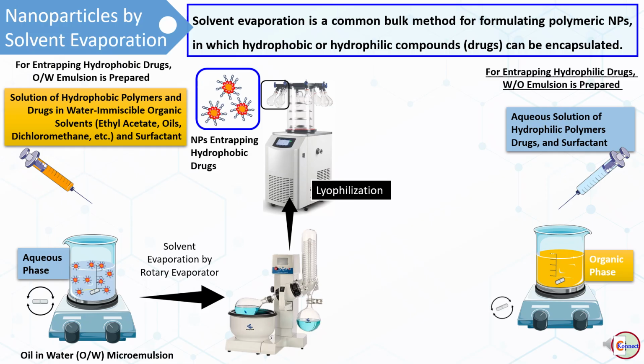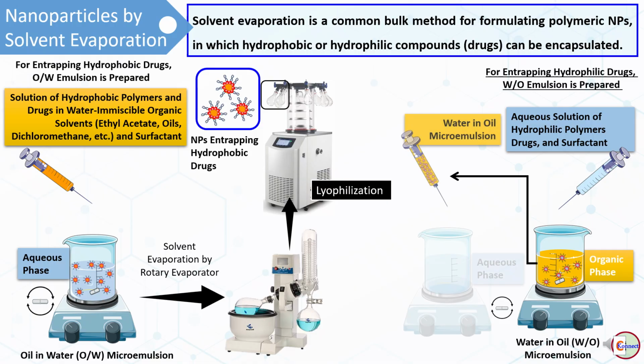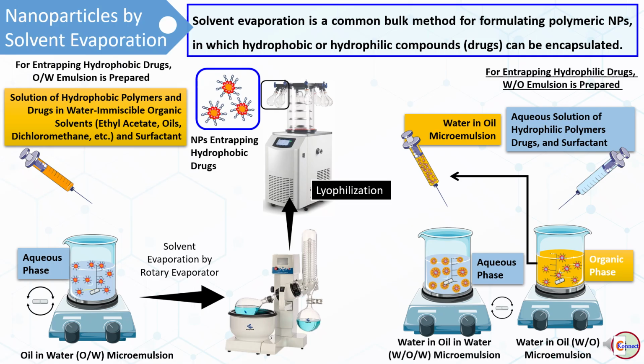This process subsequently disperses the aqueous phase as nano-sized globules in the organic phase, stabilized by surfactants, to form a water-in-oil microemulsion. These dispersed nano-sized aqueous globules can entrap hydrophilic drugs easily. This water-in-oil microemulsion is transferred to a syringe or a dropper and is added dropwise to water with vigorous stirring to formulate a water-in-oil-in-water emulsion.